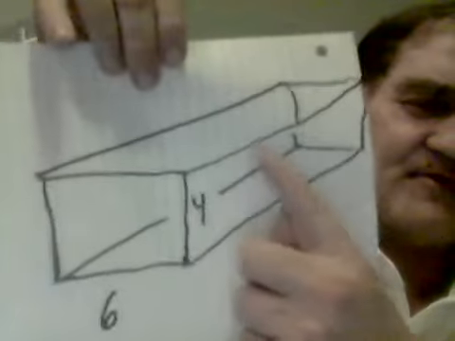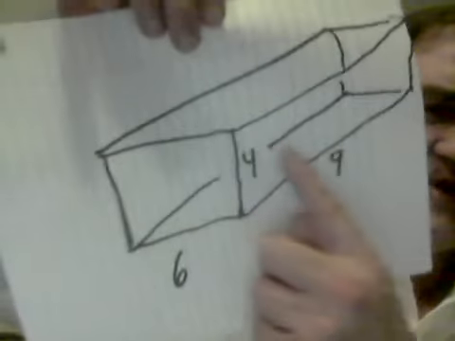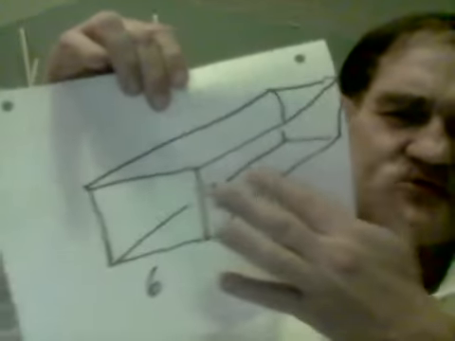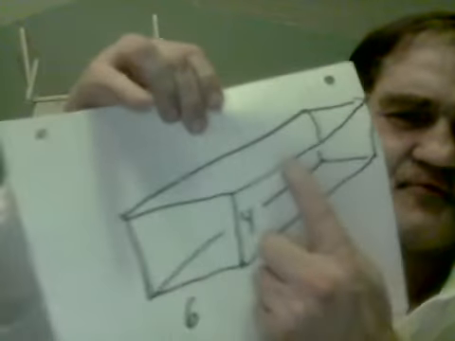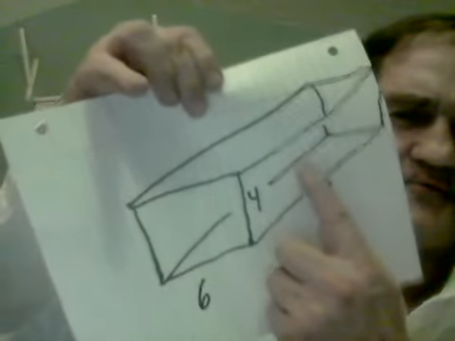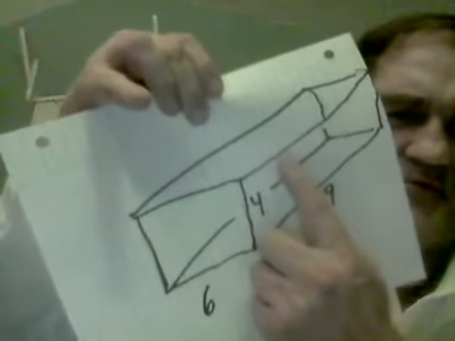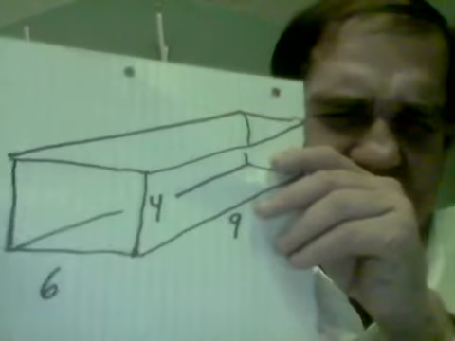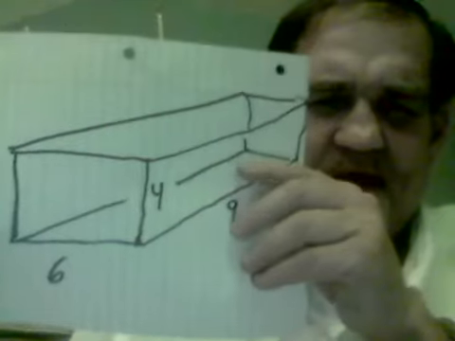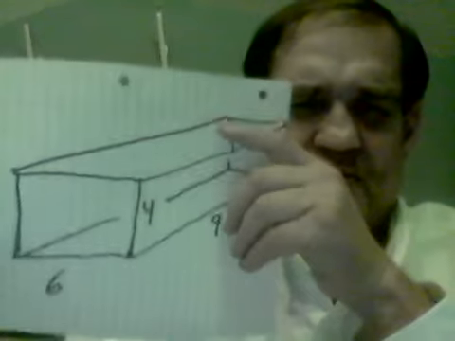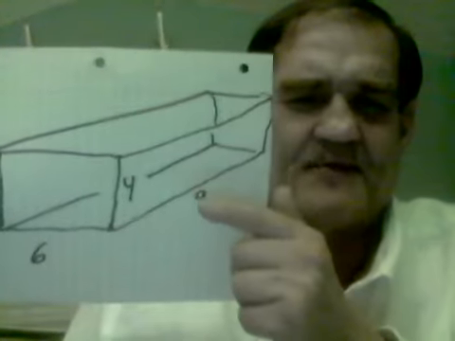Then you've got these right here, these little babies. That side's also got 9 times 4. There are 4 of them: 1 on top, 1 on each of the other sides, and 1 down below.